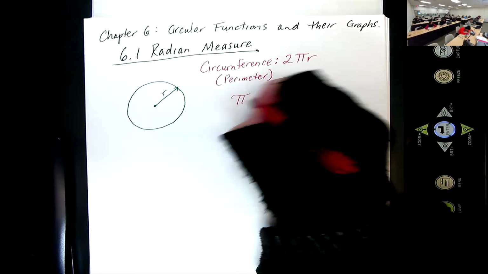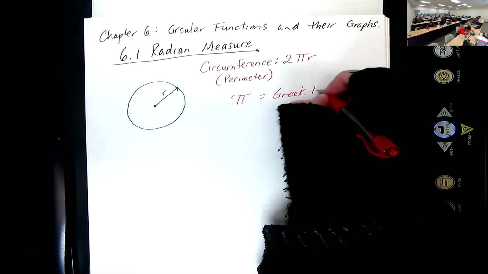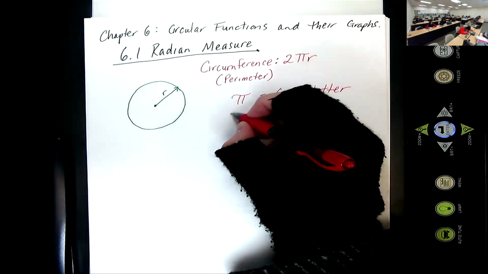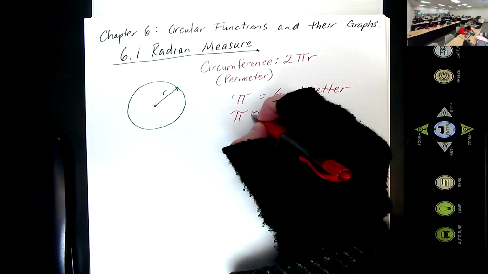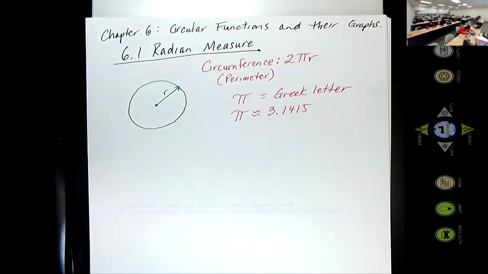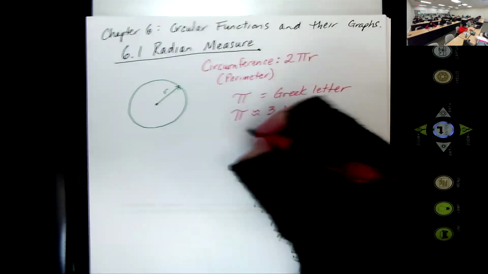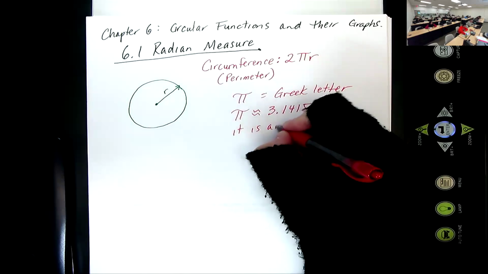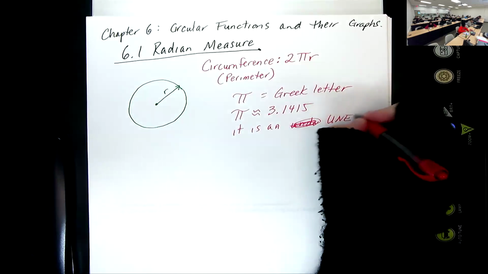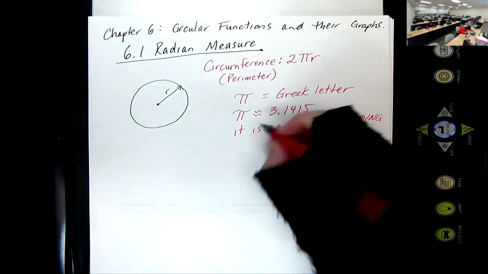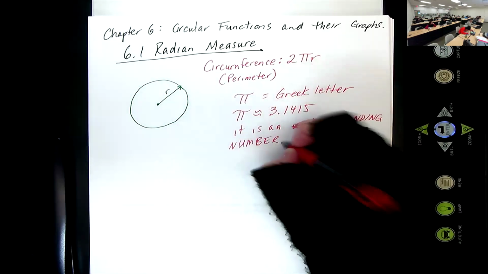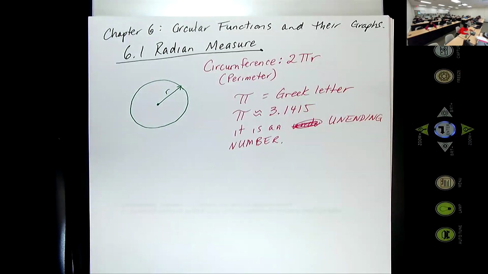So pi is actually a Greek letter. But it is so important to circles that we assigned it to a number. And the number is approximately 3.1415 to 4 decimal places. It is an unending number. So it's a decimal that keeps going on forever. It doesn't repeat.